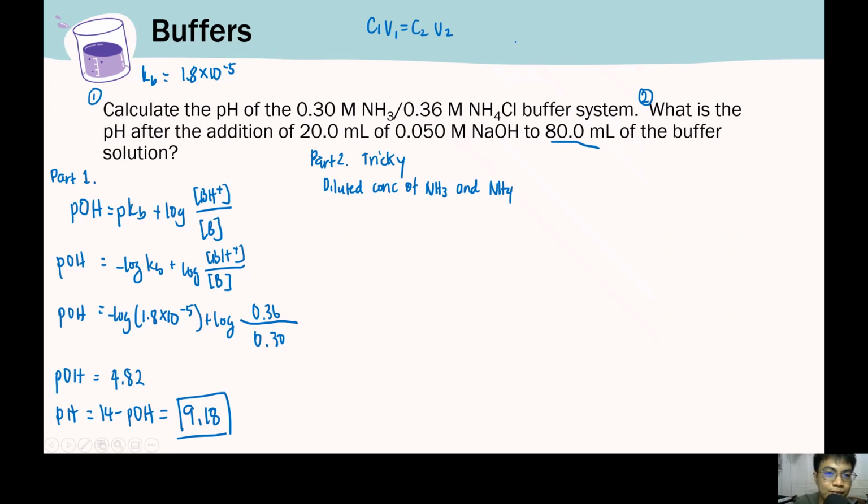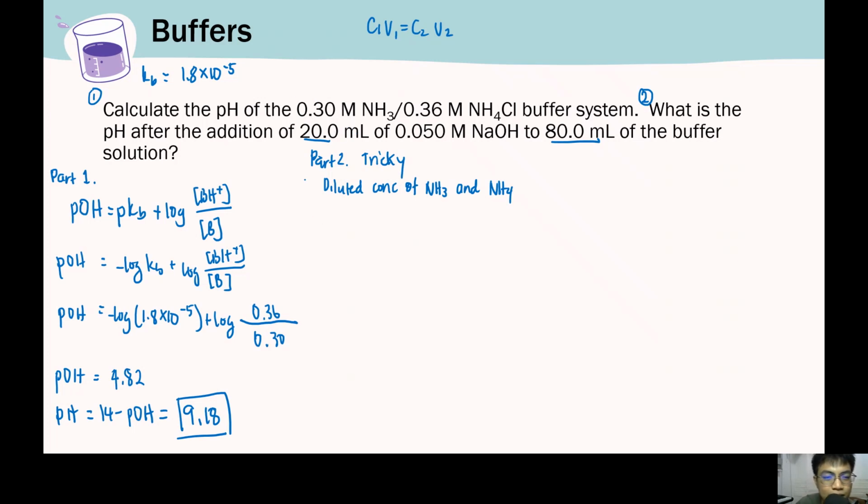So 80 ml. What's V2? V2 is the final volume. So what's the final volume kaya? It is 20 ml plus 80 ml, kasi pinaghalo mo yung dalawa eh. So 80 plus 20, so 100 ml. Okay? So again, your V1 is 80 ml and the V2 is 100 ml.